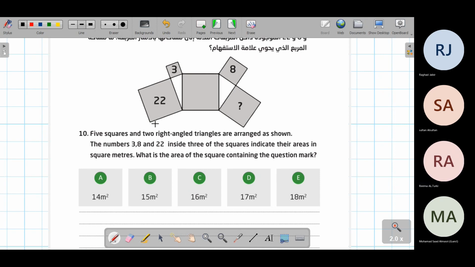So we have 5 squares. Yalla, read the question. And 2 right-angled triangles are arranged as shown. The numbers 3, 8, and 22 inside 3 of the squares indicate their areas in square meters. What is the area of the square containing the question mark? Okay.